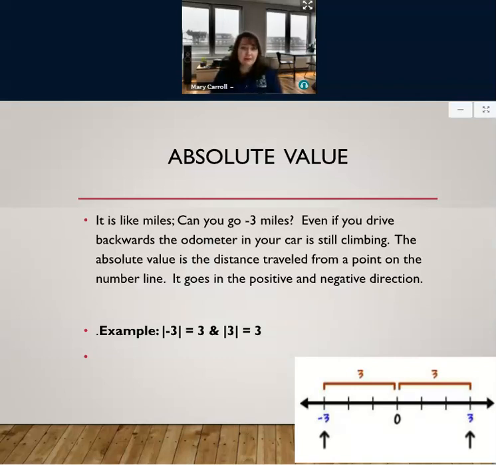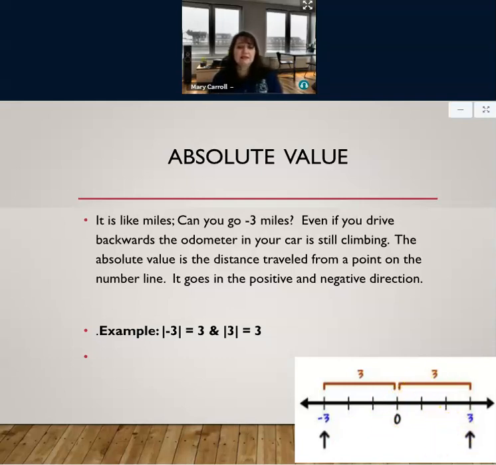So, we're going to talk about absolute value. Now, it's like miles, as I said earlier when I was talking about the definition. You can't go -3 miles. Well, you could, but not really. It would be great, wouldn't it, if I could put gas in my tank instead of it always going out? Even when you drive backwards, your odometer is still increasing, and it's still using gas, so you're not going negative miles. So always think of the absolute value as a positive number. The absolute value of -3 is 3, and the absolute value of 3 is 3. So they're not opposites, okay? What they show is the distance.